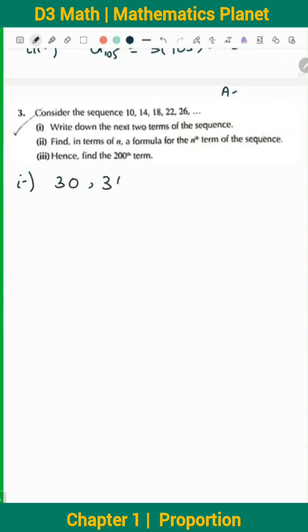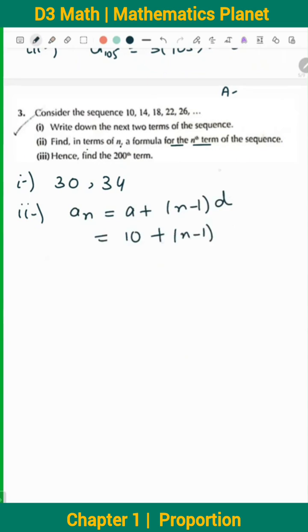Number 2. Write in terms of n a formula for the nth term of the sequence. Because this is an arithmetic sequence, I will use the same formula, a plus n minus 1 into d. The first term is 10 plus n minus 1. I need to find the nth term.